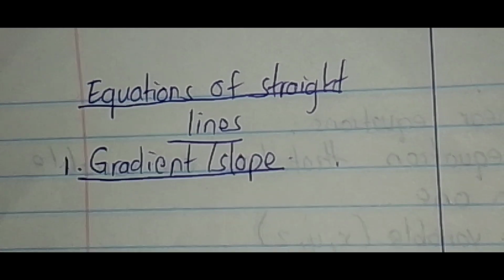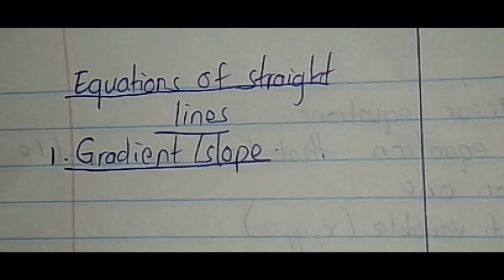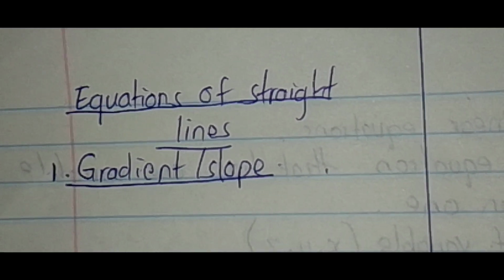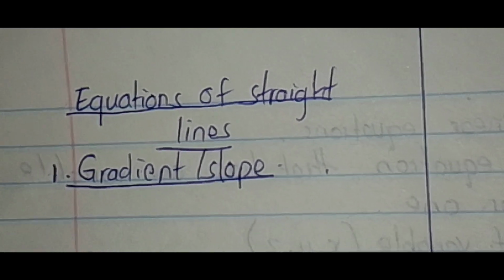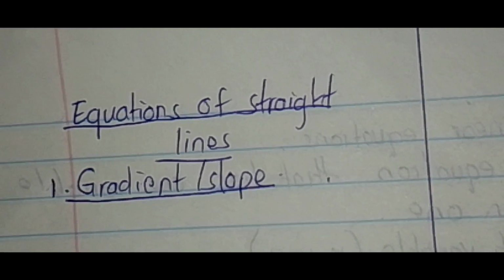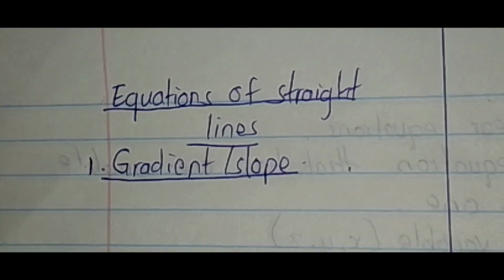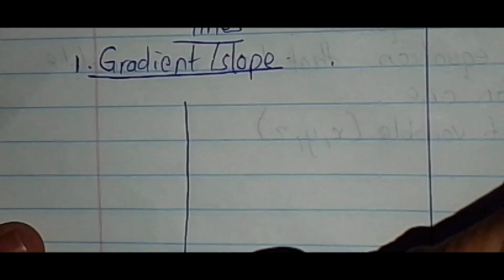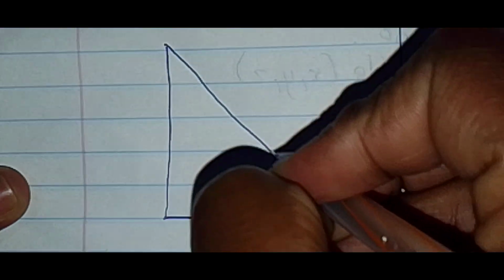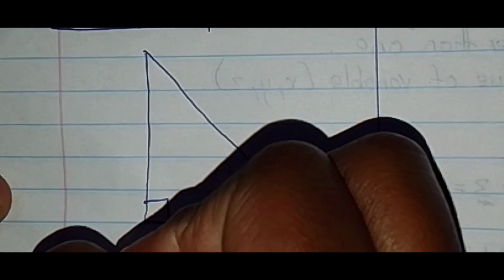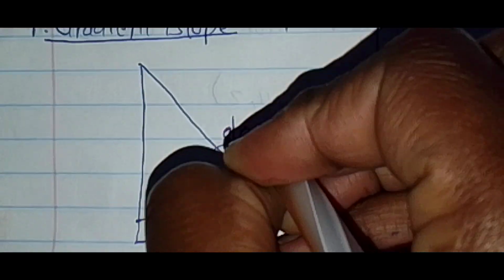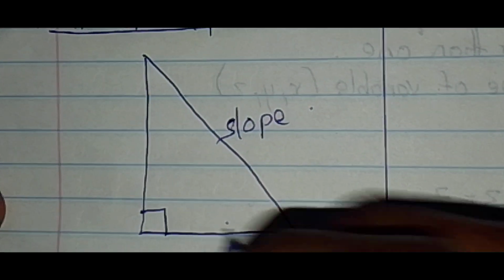Hi guys, in this video we are going to learn about equations of straight lines. So we are going to start with the gradient or slope of a line. A slope is a measure of steepness. Let me draw this so it can guide us. So this is the slope or the gradient that I'm talking about.